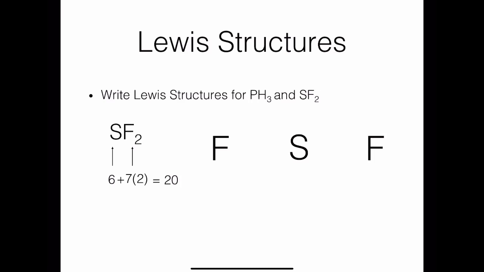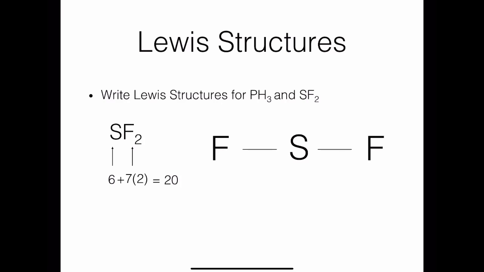Now, when you're setting this up, the halogens always go on the outside. They're always distributed to the outside. They are more electronegative than the others. So as a general rule, we're going to put the more electronegative elements on the outside and the least electronegative element in the center.